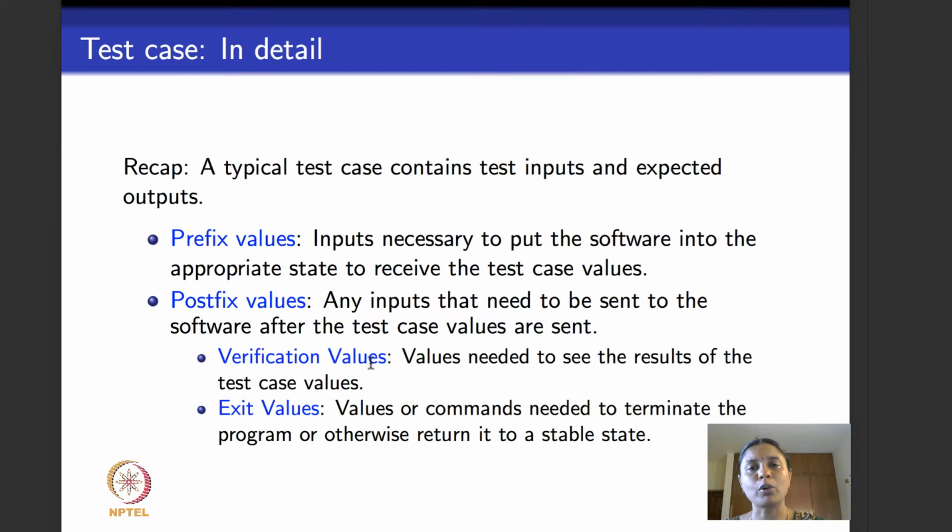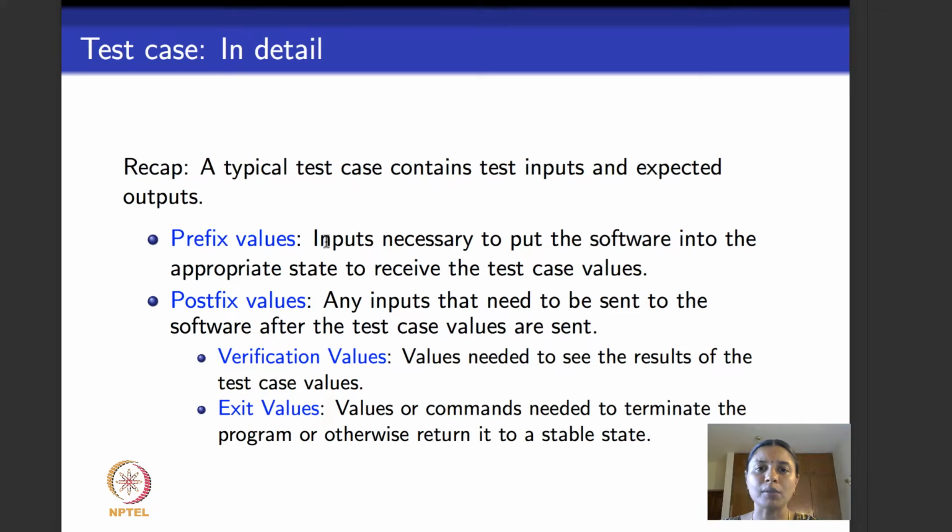So we'll recap what a test case is and then see what are the add-ons that we have to do to a test case to make it ready as an executable test script, right? So if you remember from the first lecture, what was the test case? A test case basically contains test inputs and expected outputs. And if the expected outputs match the actual output after execution, then you say that the test case has passed, otherwise it has failed. Right? This is a raw test case that has been designed. Now to make it into an executable test script, the process of test automation has to add prefix values and postfix values to this test case.